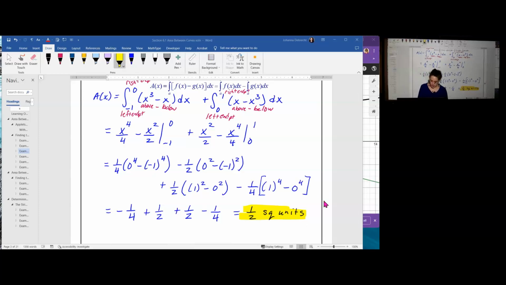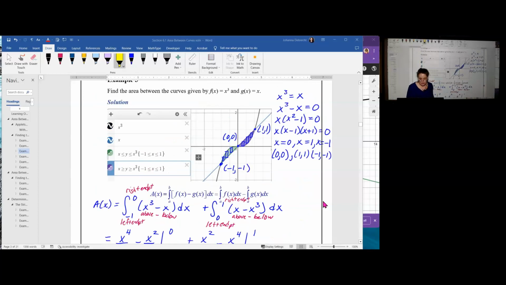Let's look back at the picture and see if we buy this answer. Keep in mind that a square unit on this particular graph is the area inside this yellow region. Do you buy that the green area plus the purple area is half of one of those? It seems relatively reasonable, and the calculus is correct. So I know that's the exact amount of area between the two curves where they intersect.